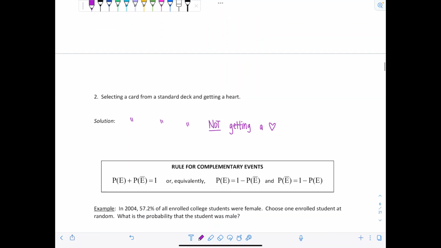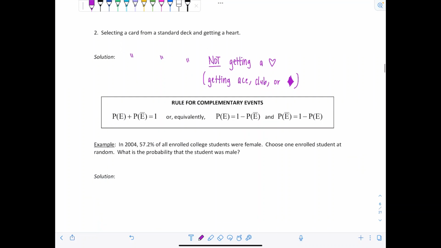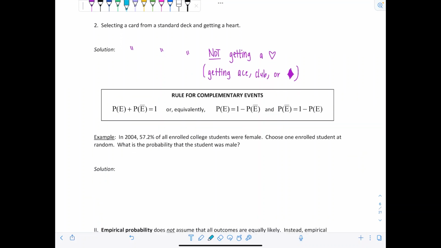Instead of saying not getting a heart, you could also say getting an ace, club, or diamond. Okay, same thing. Now, an event and its complement have certain properties when it comes to the rules of probability. If you look at the probability of an event and you add the probability of its complement, this will always equal 1. Or equivalently, the probability of an event is equal to 1 minus the probability of its complement. And these are interchangeable, okay?